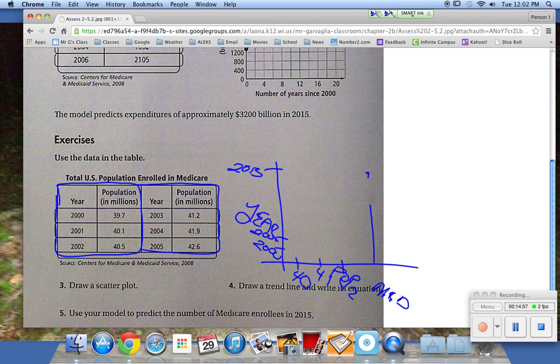All right? See how to use scatter plots?